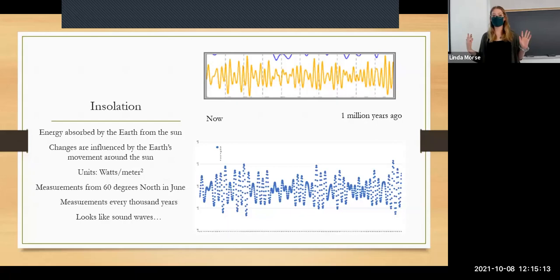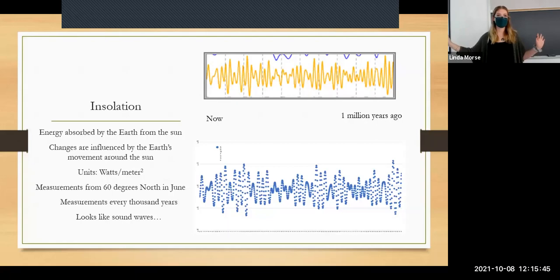But the main thing you need to know is that the y-axis is showing measurements of watts per meter squared, or just the energy in that specific area. And these measurements are from 60 degrees north in June. Why? Nick said that was a good place to take them. I didn't take them though, but he said it was a really great idea. I don't know paleoclimatology very well, but we'll get there. And then every single dot you see is 1,000 years. And I just remember looking at it and saying, that looks like sound waves. So that should work fine.